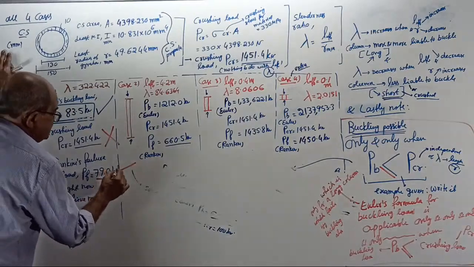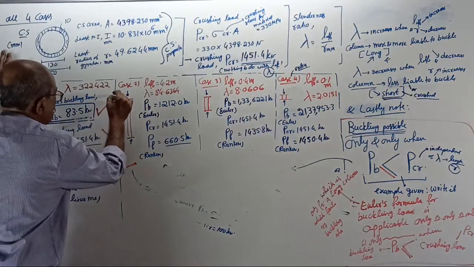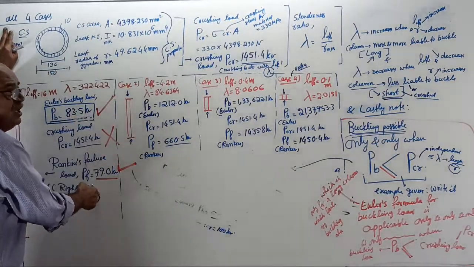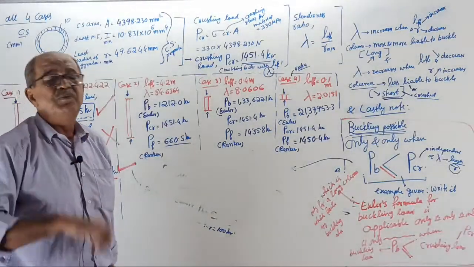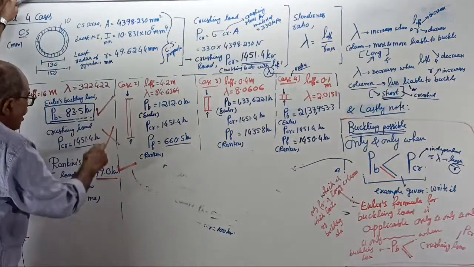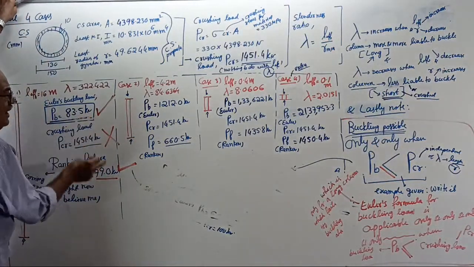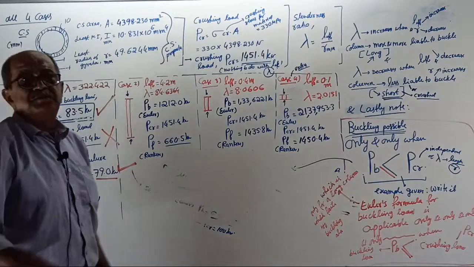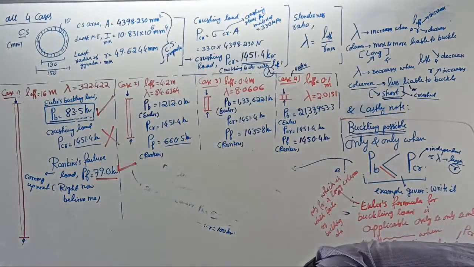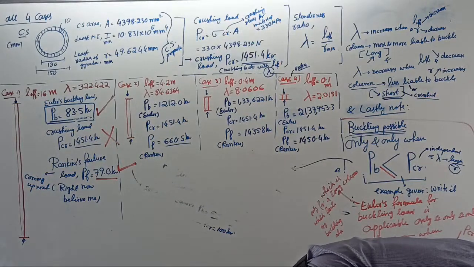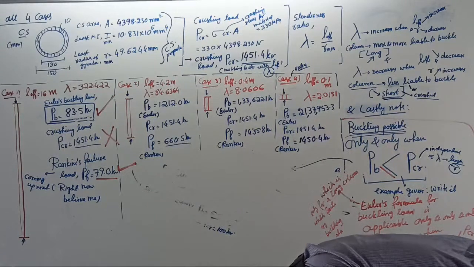So this is justified. Euler also justified. Among the two, if at all you want to believe something, tell me who you will believe. If at all you want to believe, it is better to believe whom? Euler or Rankine? Better to believe Euler or Rankine?